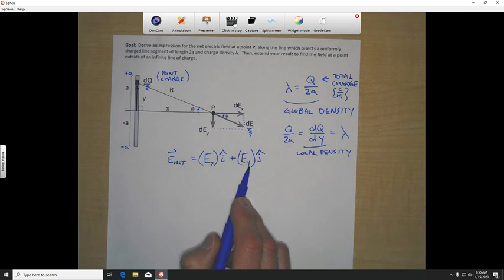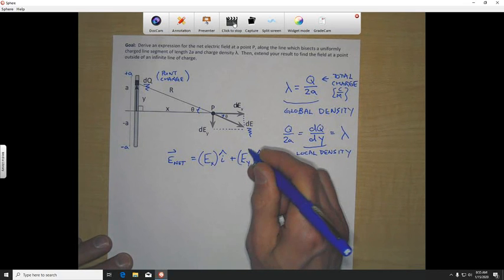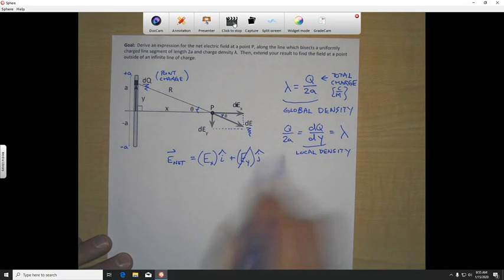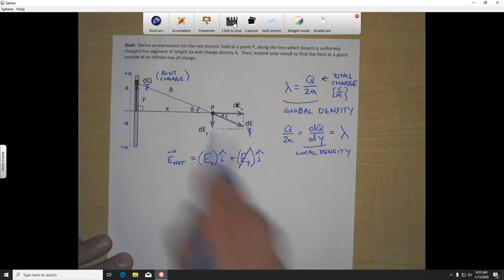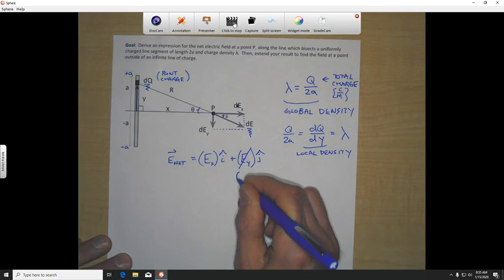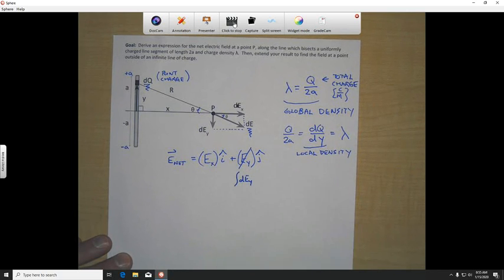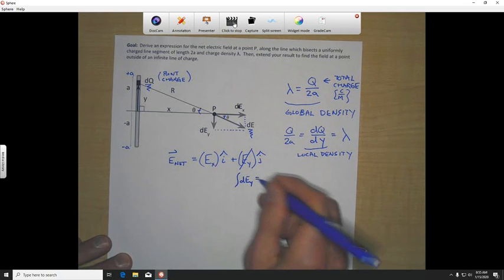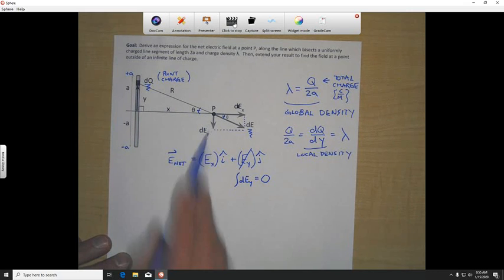Okay. All right, so the first thing I'm going to do is the easiest thing. I'm going to make an assertion. I'm going to say that if you add up all of the y components, if I were to do an integral of all the y components, that would be equal to 0. So that's the integral sign there, and if I add up all of these dEy's, they should be 0.